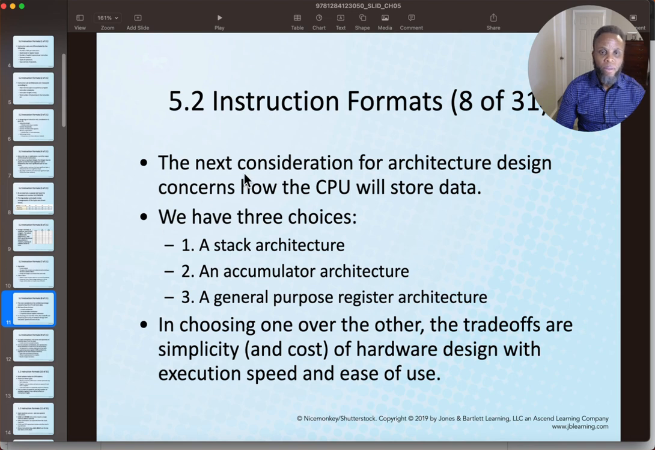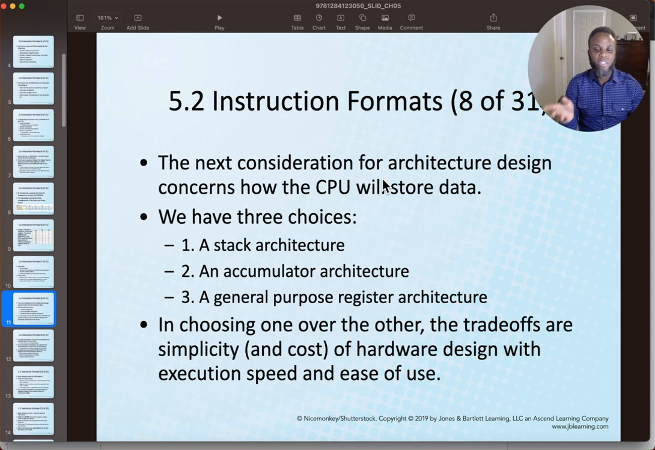All right. Now, we talked about instruction formats. We'll continue talking about instruction formats. What we're going to talk about now is just consideration for how the CPU will store data. We talked about Big Indian, Little Indian, and now how does the CPU store this data that it has to operate upon? We talked about the opcode and the operand, and the instructions. How does the CPU store this data to operate upon?